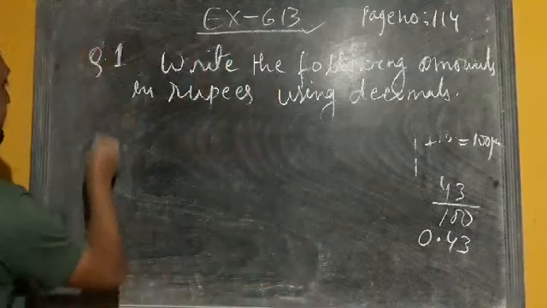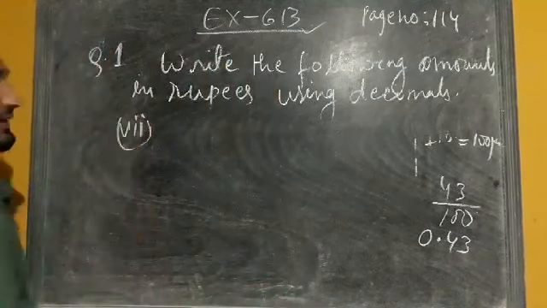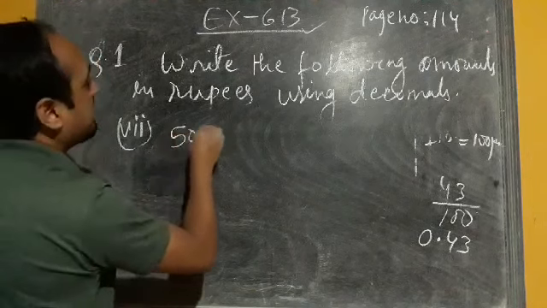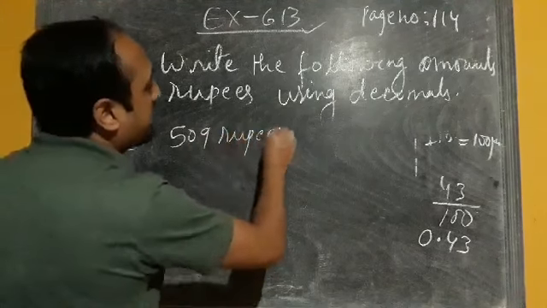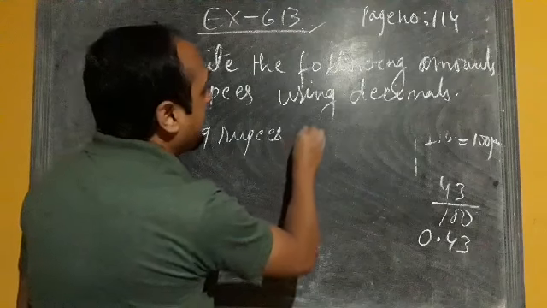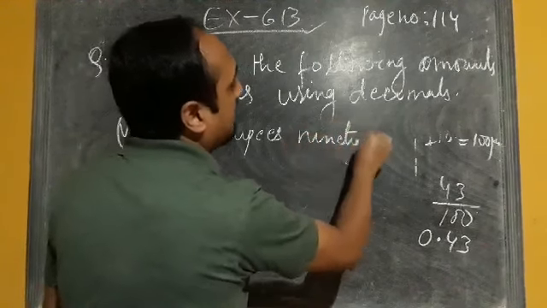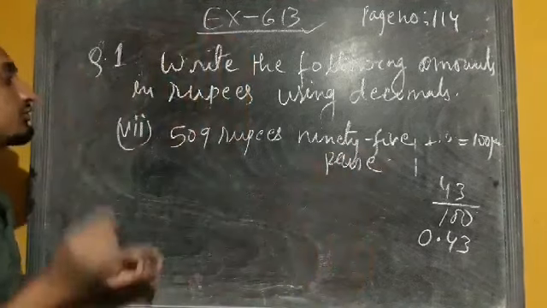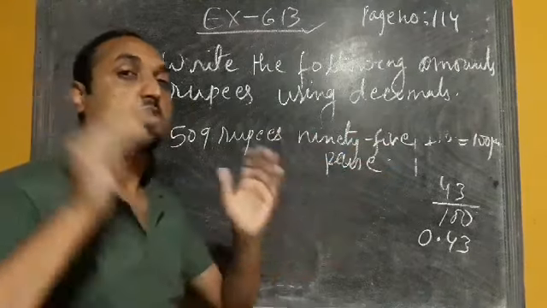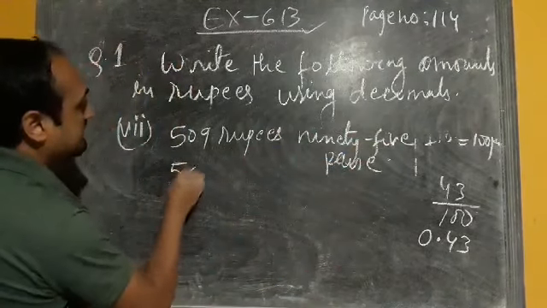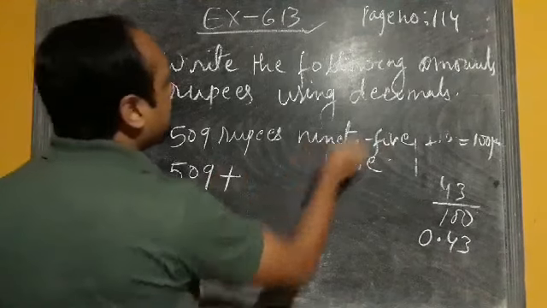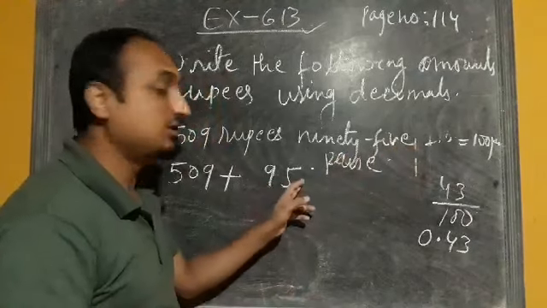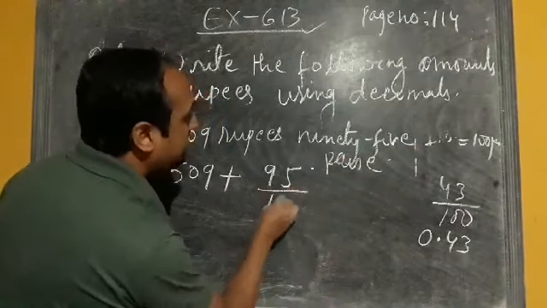So the next question we have is question number 7. Okay. Question number 7, 509 rupees 95 paise. So we have to convert this 95 paise into rupees. So this 509 we will write as it is, 509 plus 95 paise. Now when we convert this 95 paise into rupees, what we have to do? We have to divide it by 100.